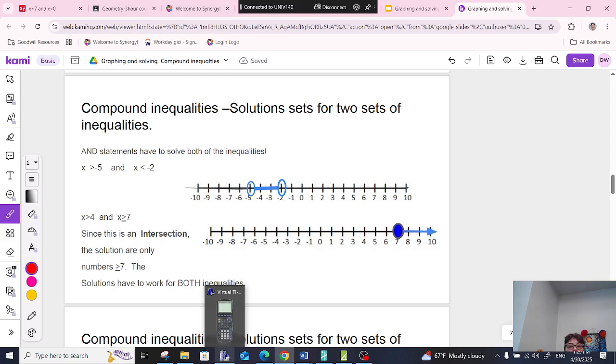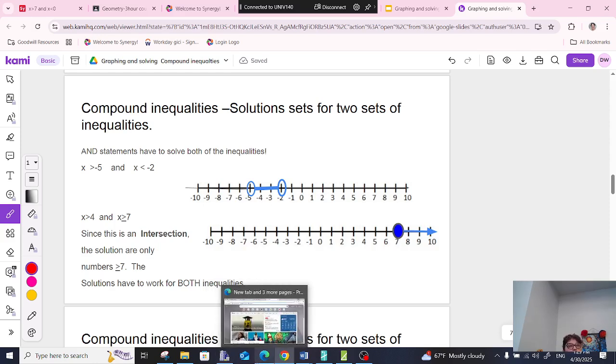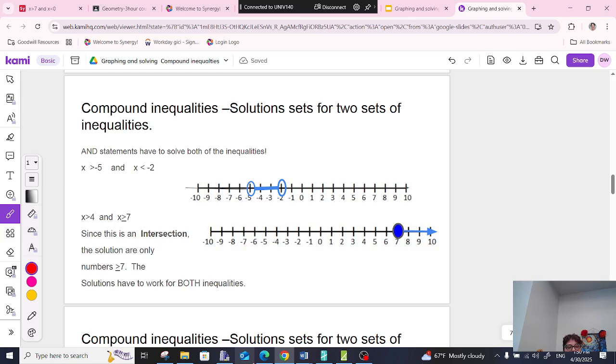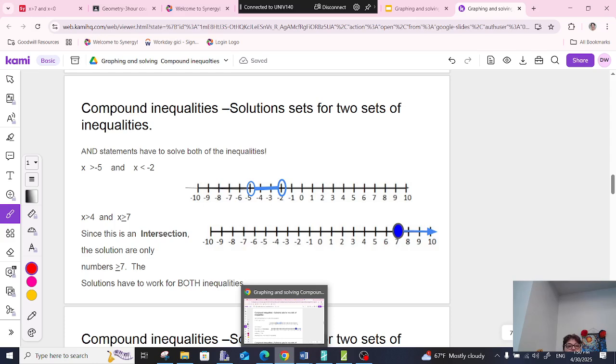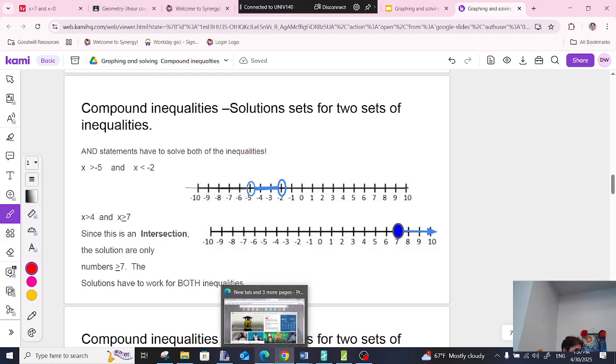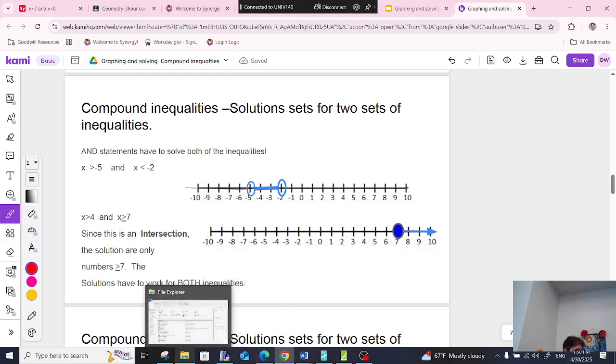So if I just choose one, -4. Is -4 greater than -5? Yes. Is -4 less than -2? Yes. So I'm good. But if I chose -6, -6 is less than -2, but it's not greater than -5. So that's why -6 is not included in the solution set. Because for an and statement, it has to work for both. Okay, got that?